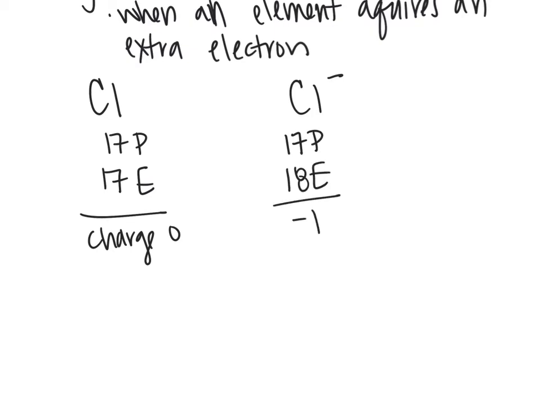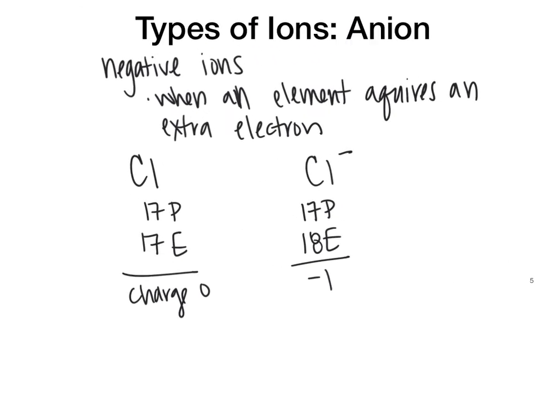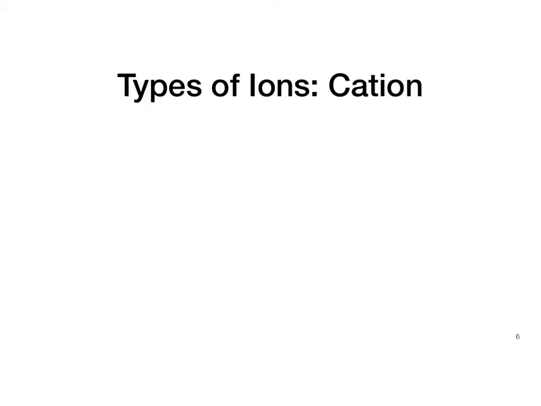So it's -1. In this case, these are anions. The N in anion helps me remember that it's negative. These are negative ions, or anions. The other type is the cation. This has a T in it. So cations are positive ions.